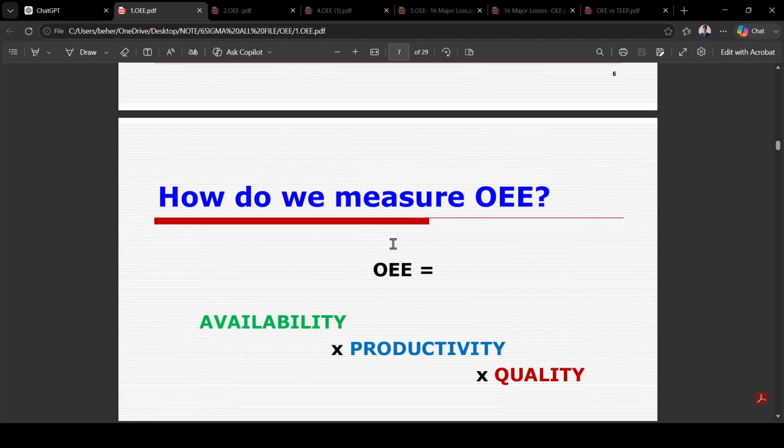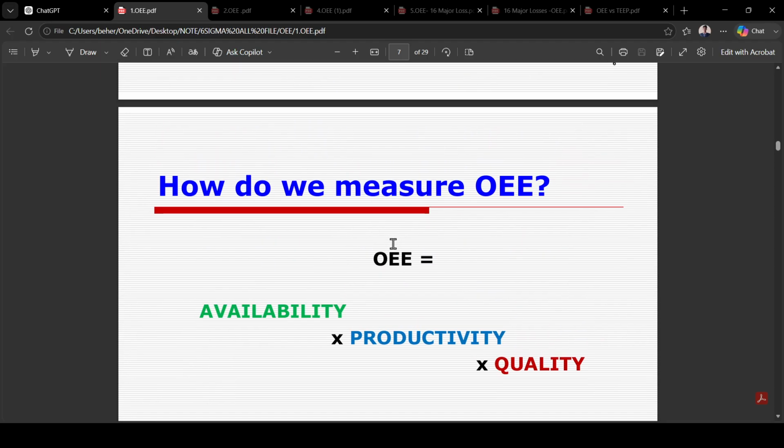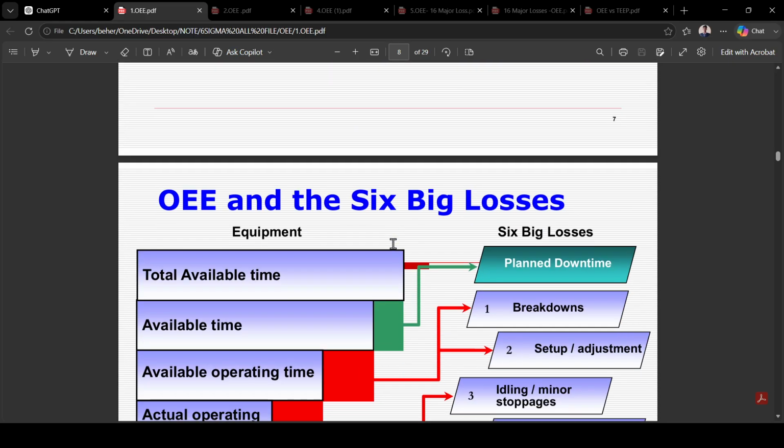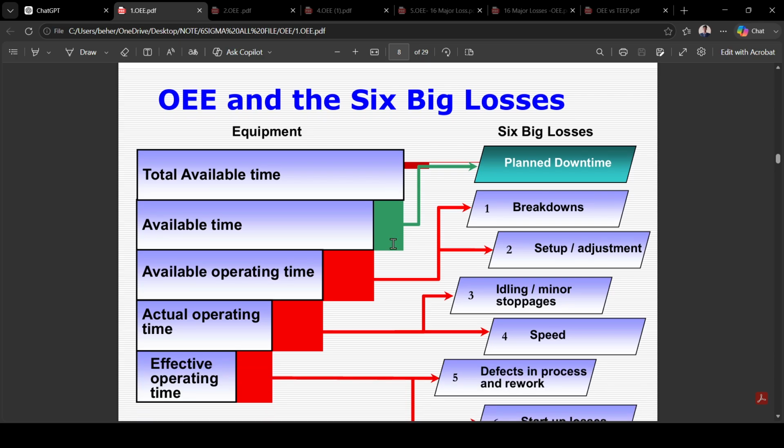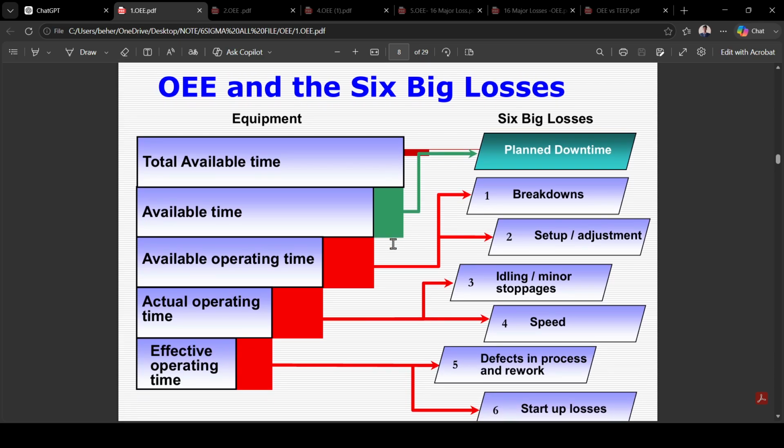So how do we measure OEE? OEE equals availability times productivity times quality. So OEE and the six big losses: total available operating time, actual operating time, effective time. And the six losses are planned downtime, breakdown, setup or adjustment, idling or minor stoppage, reduced speed, defects in process and rework, and startup losses.